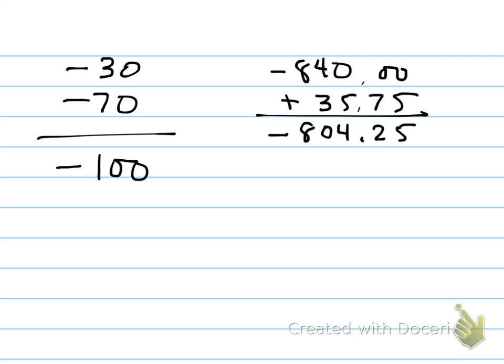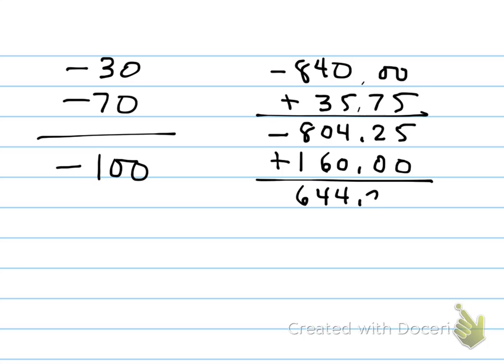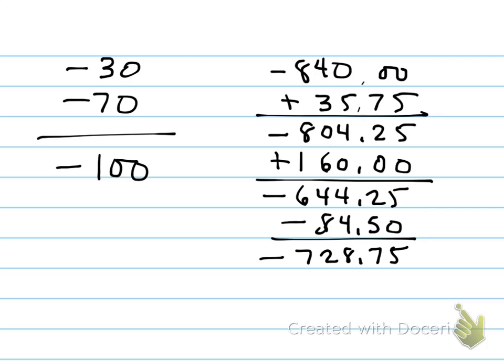And she returns something else that costs $160. So that's adding another 160, right? Positive because she's returning it. That means she's getting credit for it. So what's that going to give us? Positive or negative? Negative. Yeah, signs first, please. Okay. Next, she makes a purchase of $84.50. Negative $728.75. Negative. There you go.